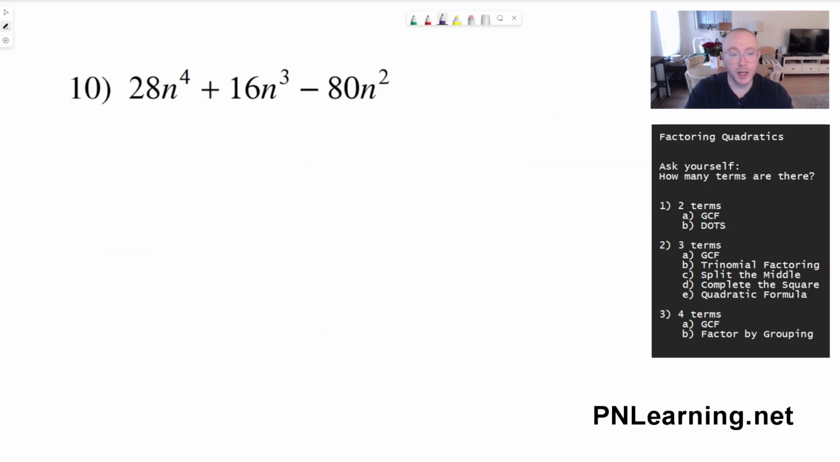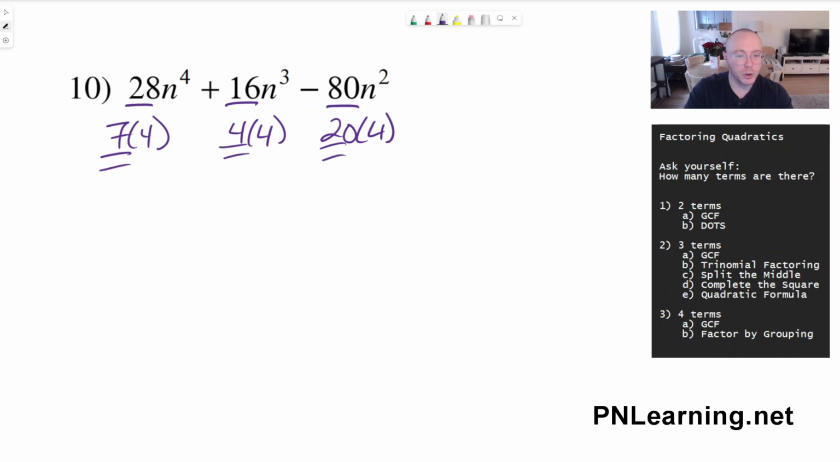All right, so here's number 10. We have 3 terms, which means we want to start again with GCF. It looks like we will have a GCF for 28, 16, and 80. So for 28, you could divide this into 7 times 4, and 16 would be 4 times 4, and 80 would be 20 and 4. Is that the greatest common factor? Well, I think it would be, right? Because 7 and 4 and 20 then don't have a common factor. So your GCF here is going to be 4.